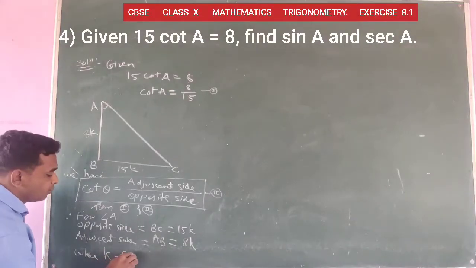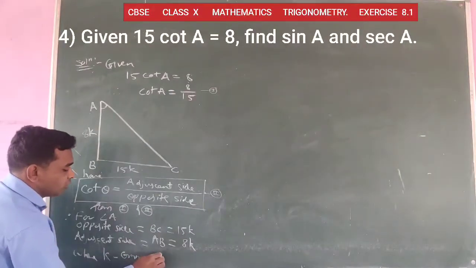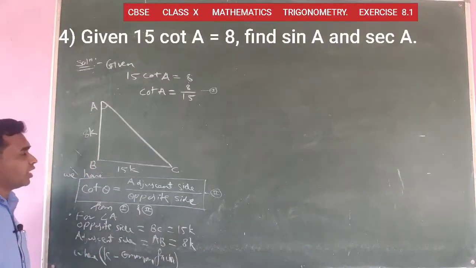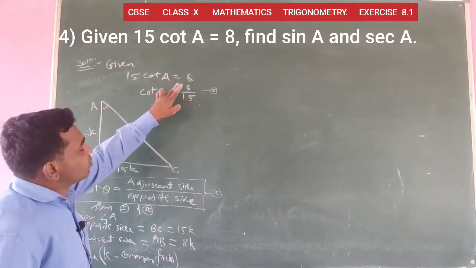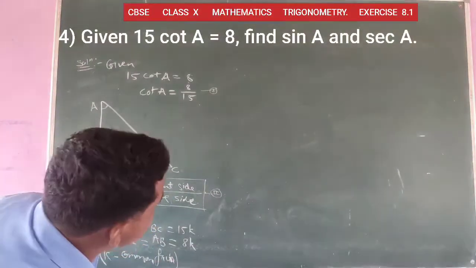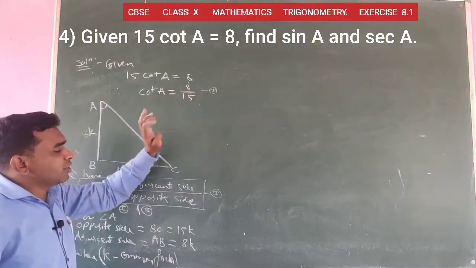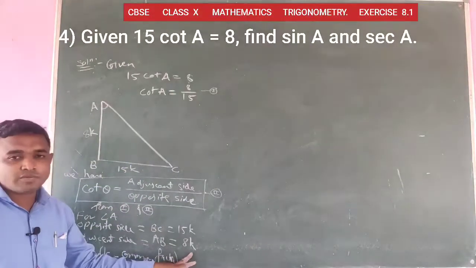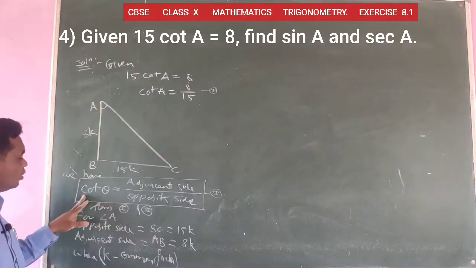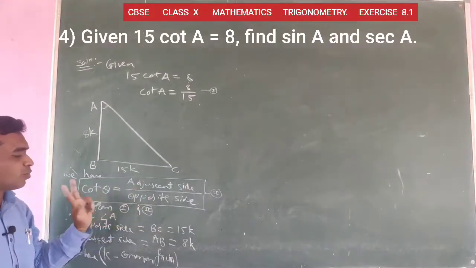Why K? Because cot of A is equal to 8 upon 15. It is a ratio. So there may be any common factor in the numerator and denominator, so we consider it as K. Here cot of A is equal to 8 upon 15, and we know that cot theta is equal to adjacent upon opposite side.